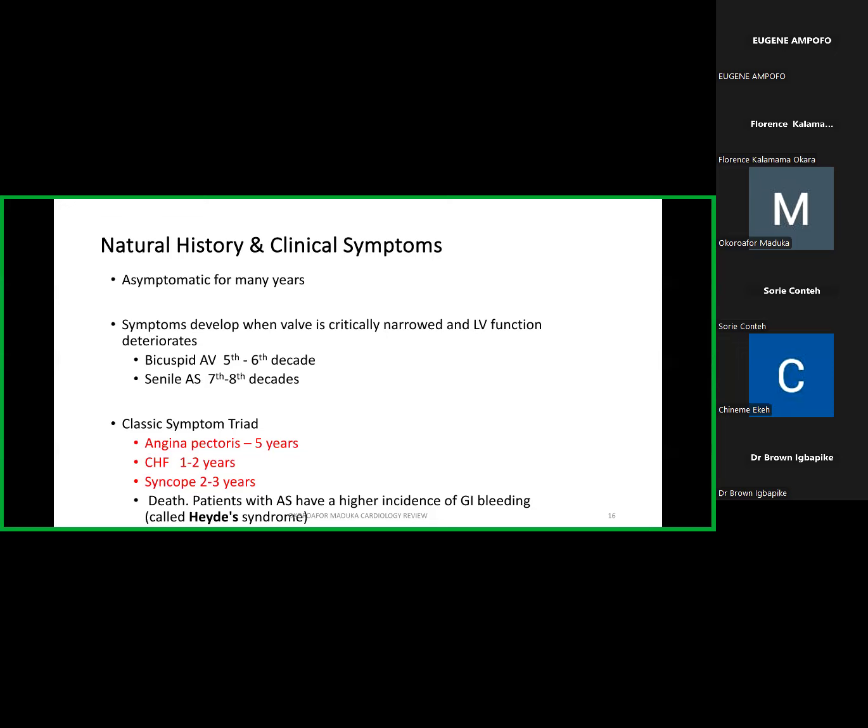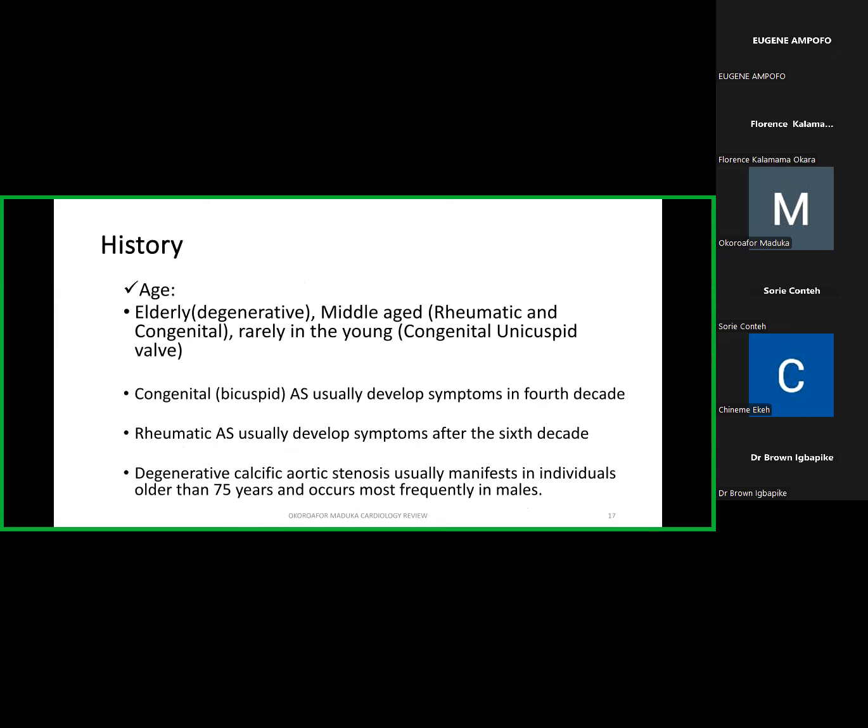It's also important to note that patients with aortic stenosis could develop what is known as the Heyde syndrome, which is aortic stenosis with GI bleeding. This GI bleeding results from angiodysplasia that we notice within the GI tract, as well as the dysfunction of the von Willebrand factor in patients with aortic stenosis.